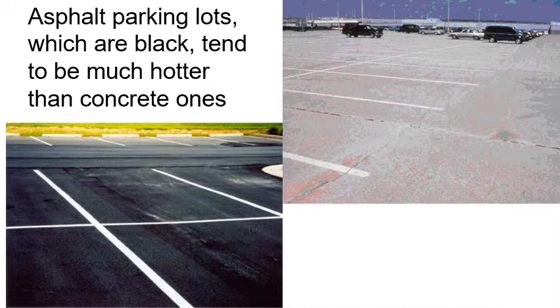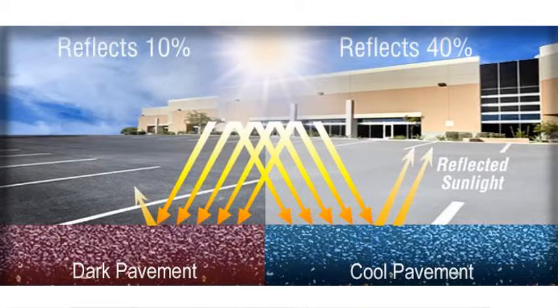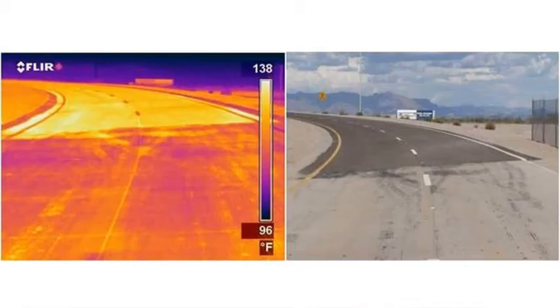You can also do this with parking lots. They've started to make asphalt parking lots not be black anymore. You make a lighter colored parking lot, it's going to be cooler than the black asphalt. Same concept. The dark pavement only reflects about 10% of the sunlight, which means it soaks up 90%, gets hot. If you have what's called cool pavement, it's going to reflect up to about 40%. So it's not soaking up as much energy, it's going to stay cooler.